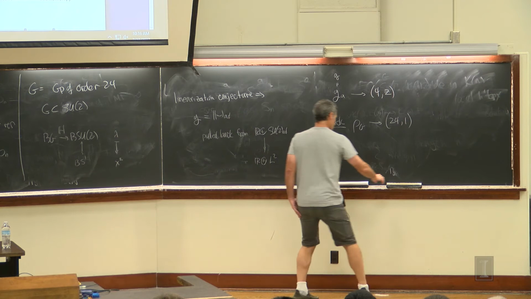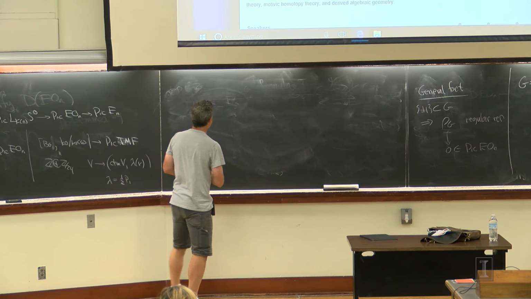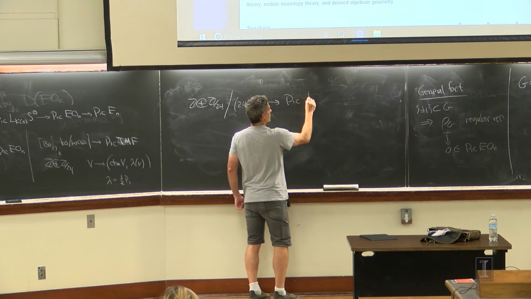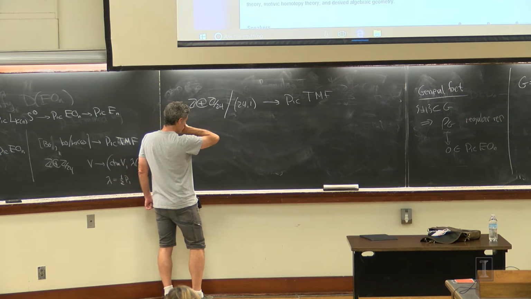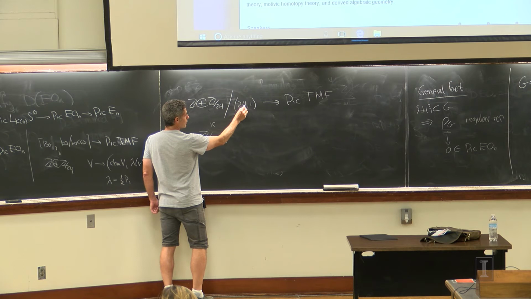So one thing we learn is that in this group, we certainly produce a map from Z plus Z mod 24, modulo the element (24, 1), into Pic of TMF. Now what is that group? Well, 24 times this, it's easy to check that this group is Z mod 576, because 24 times this will be 576, 0.